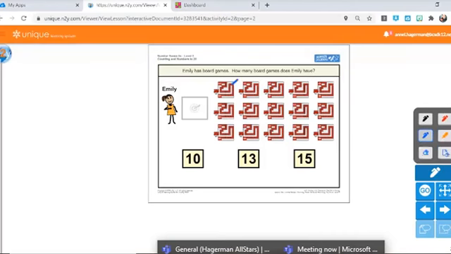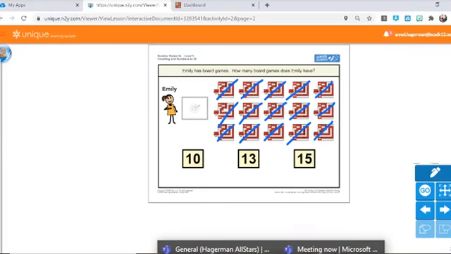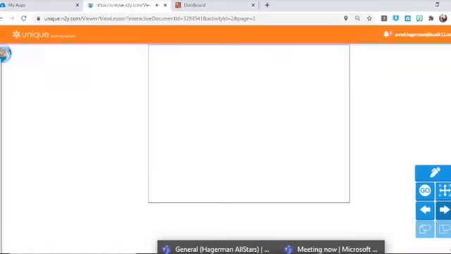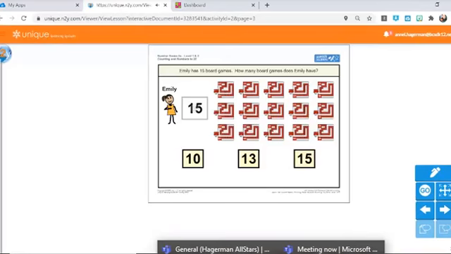Let's count. 1, 2, 3, 4, 5, 6, 7, 8, 9, 10, 11, 12, 13, 14, 15. All right, so I'm going to find my 15 and put it in my answer box. Good job. We counted up to 15.